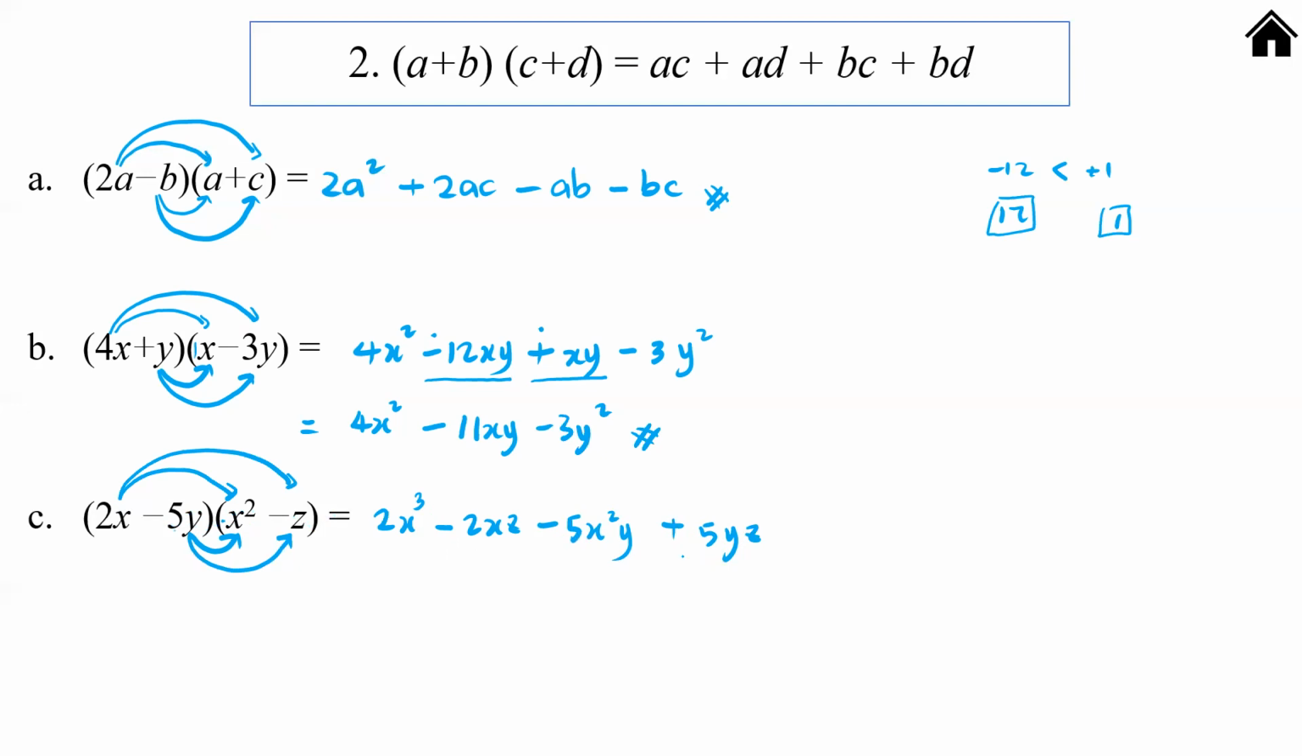And that is how we expand our algebraic expansion. Okay? So that's it for this part.